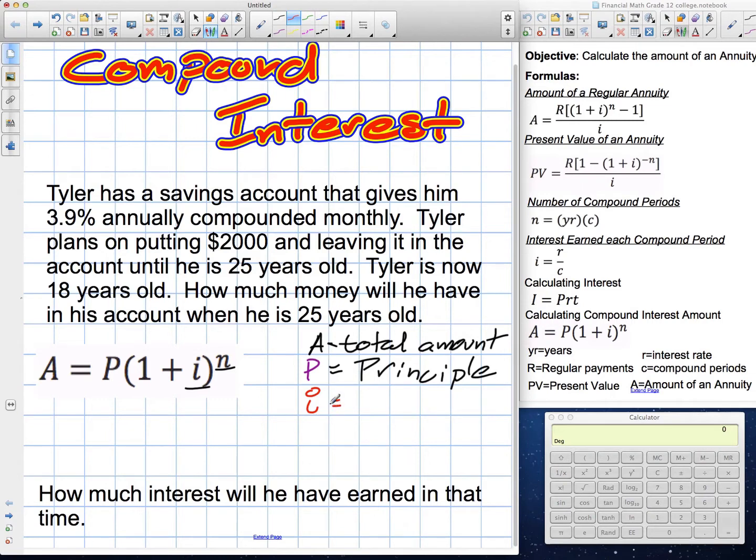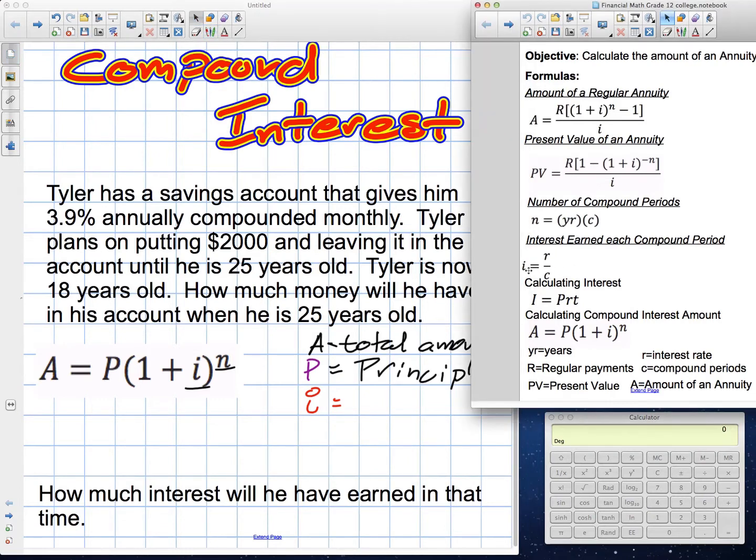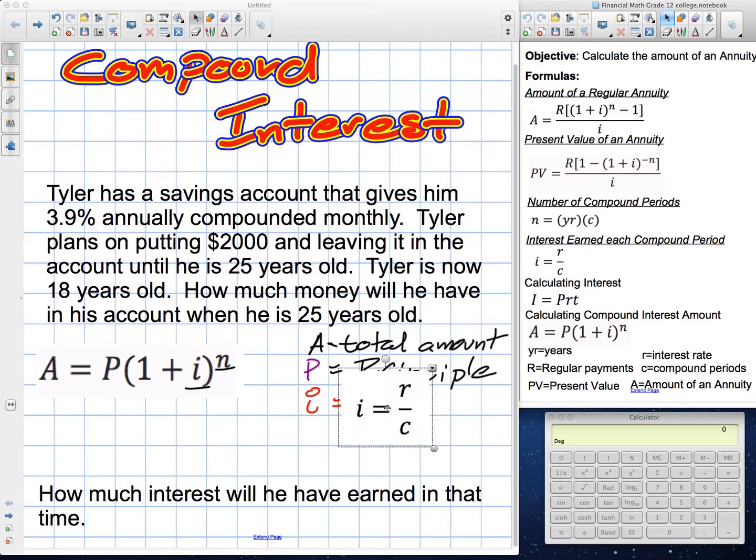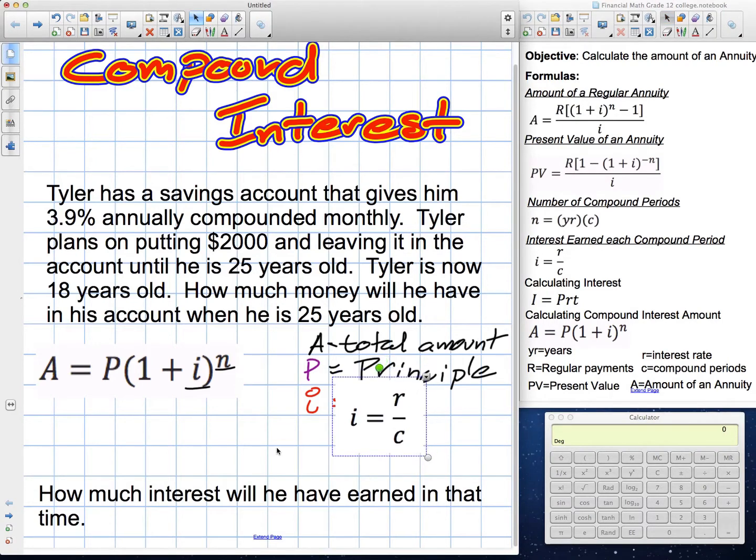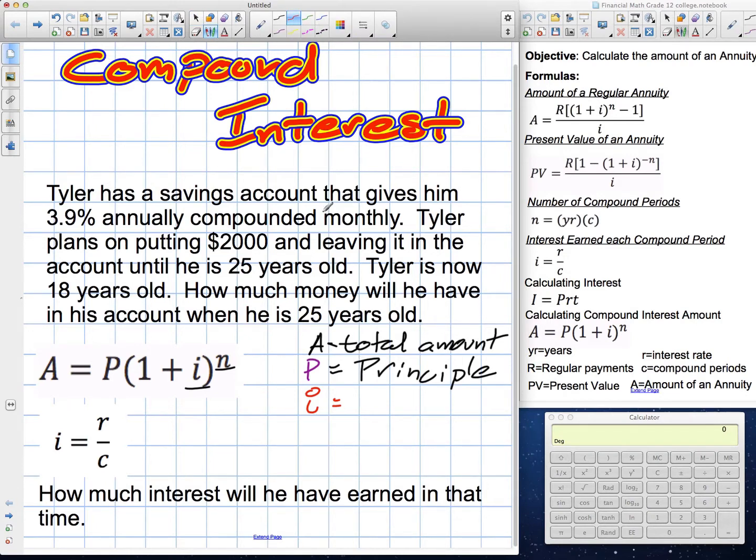I is actually the interest you're going to earn per compound period. And what they mean by that is I is actually a little equation. We have it over here. I is R divided by C. Now our R, we'll give that a color, is the actual interest rate. Formulas within formulas. Okay, so R is the interest rate.